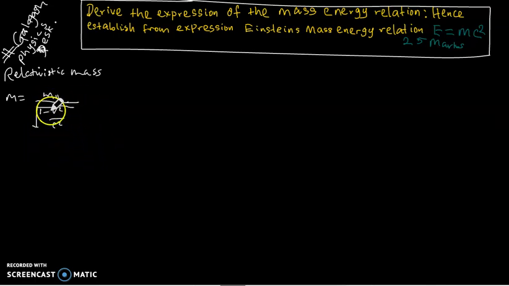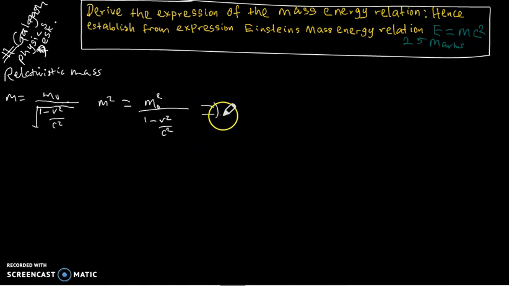The very first thing we need to do is to get rid of this square root. And to do this, we square both sides. So m squared will be equal to m naught squared divided by 1 minus v squared divided by c squared. So now we get rid of the square root by squaring both sides.